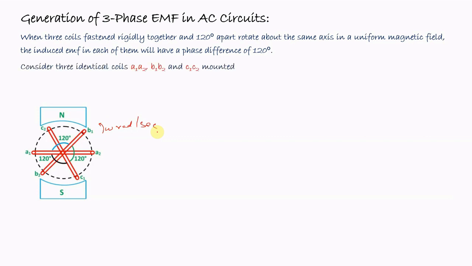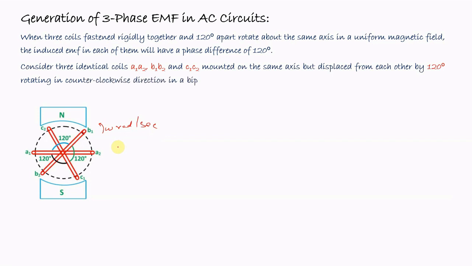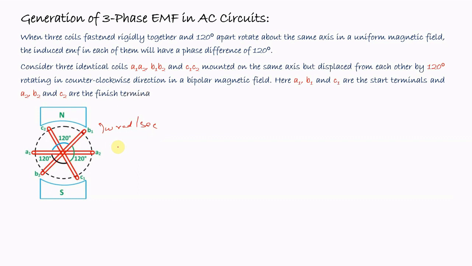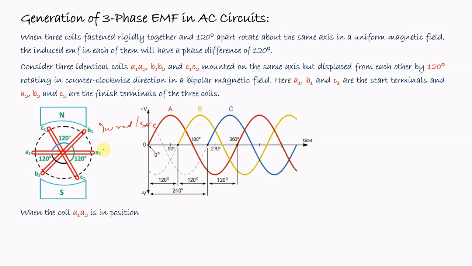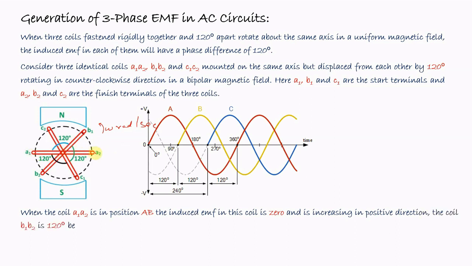So three identical coils that we have already discussed, A1, A2, B1, B2 and C1, C2, are mounted on the same axis but displaced from each other by 120 degrees, and they are rotating in the anti-clockwise direction in a uniform bipolar magnetic field. A1, B1 and C1 are the starting terminals, whereas A2, B2 and C2 are the end terminals or the finish terminals. So in this case, if these three coils are rotating, then the EMF will be induced in the three coils.